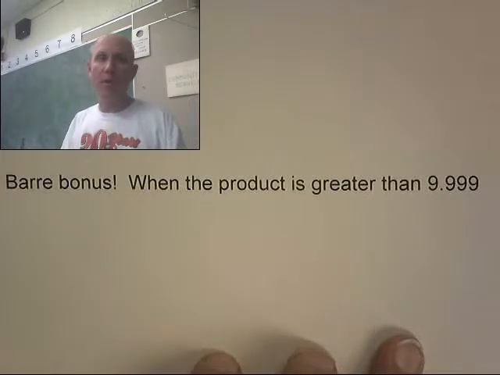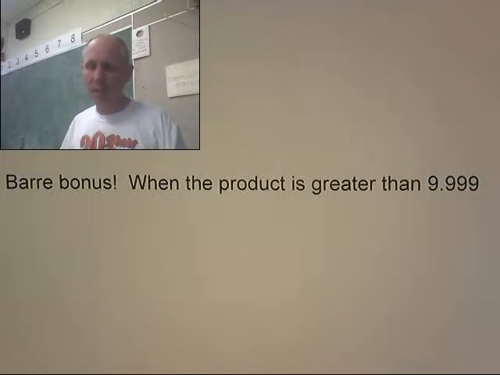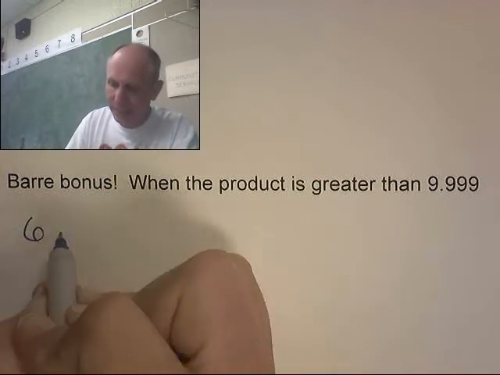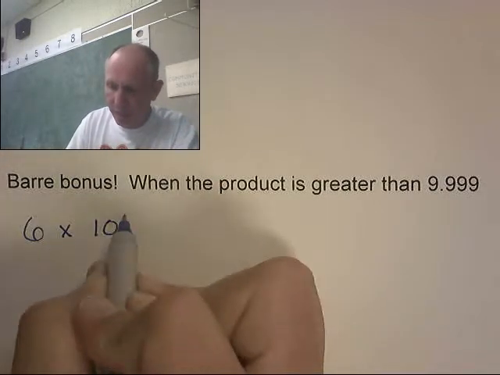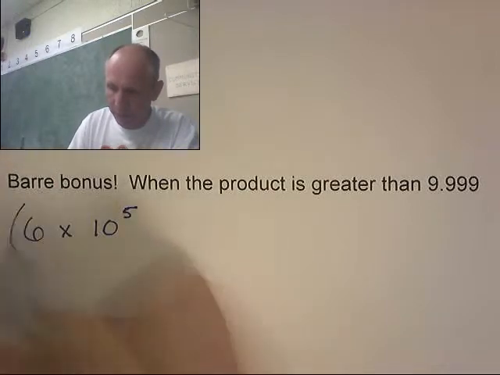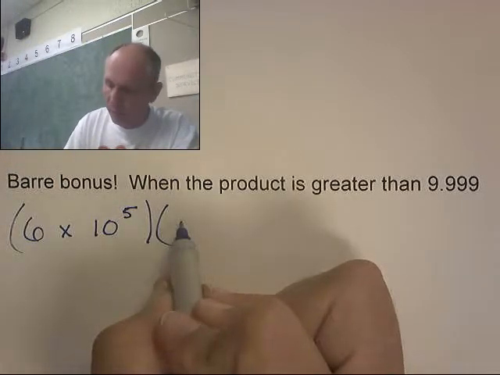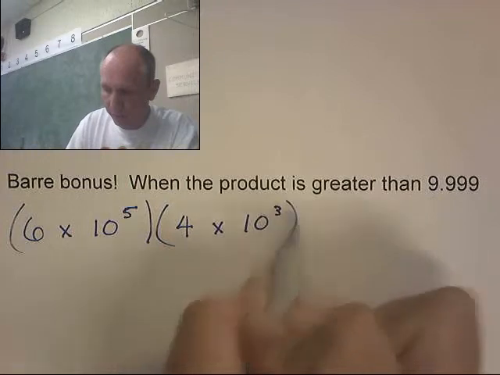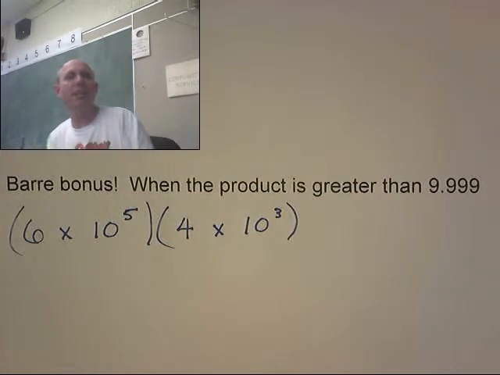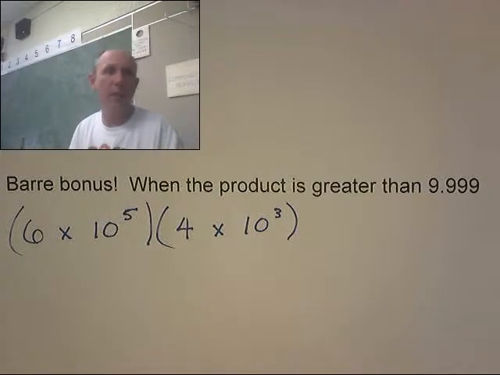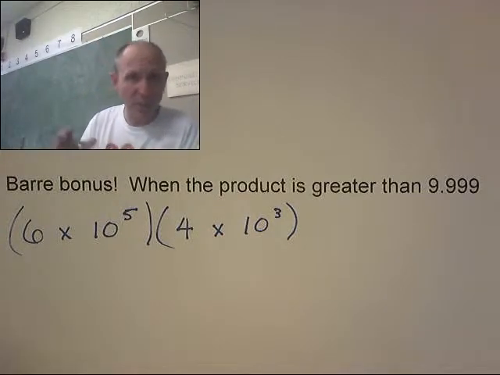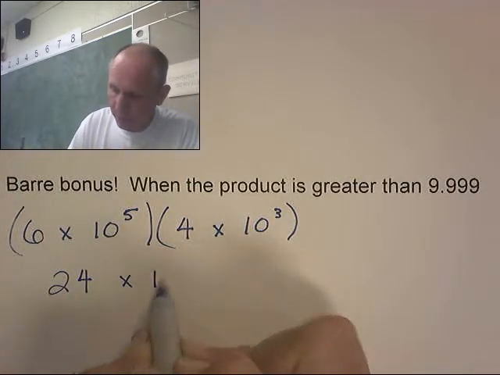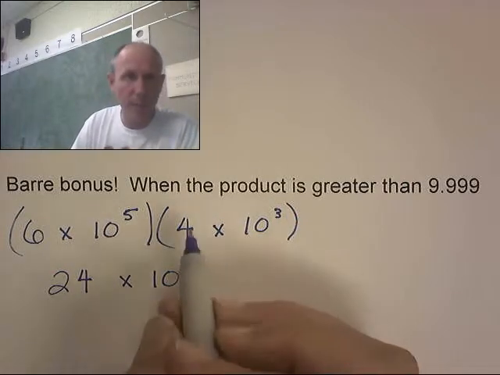And this is a Barr bonus one. I just kind of thought I'd make something up here. Let's go with, it's a big good one. I like this one. 6 times 10 to the 5th times 4 times 10 to the 3rd. 6 times 10 to the 5th times 4 times 10 to the 3rd. All right, let's start with the basic thing. I said multiply the numbers. 6 times 4 is 24. Times 10 to the 8th, right?